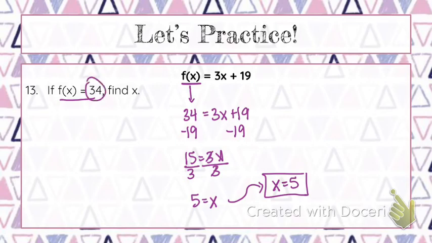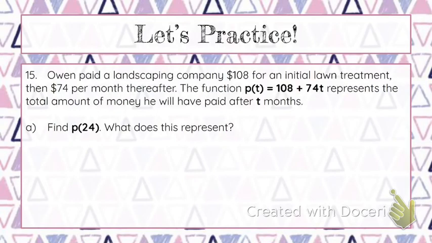So that's really not too bad, okay? It told us what f of x is. We plugged that in, and then we solved for x. So I'll let you try number 14 on your own. It's a very similar problem, but I want to talk to you about number 15.